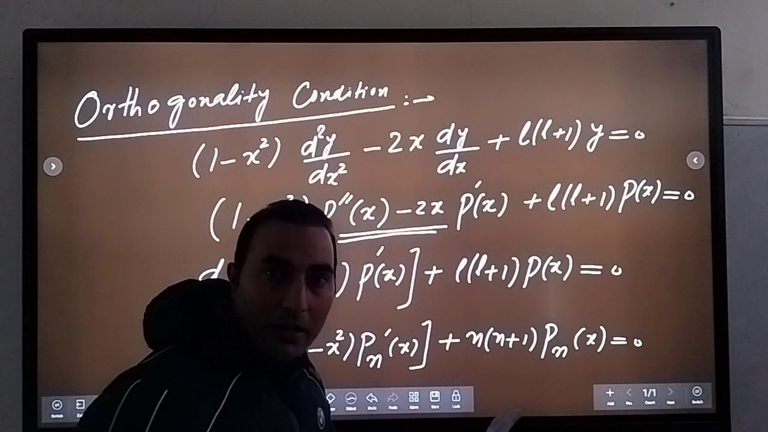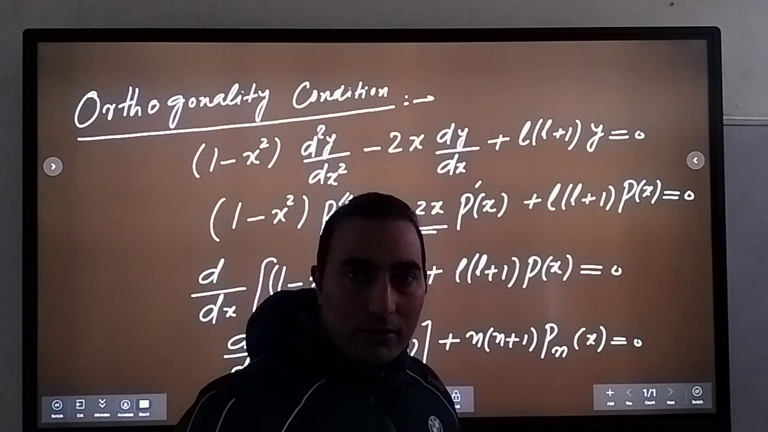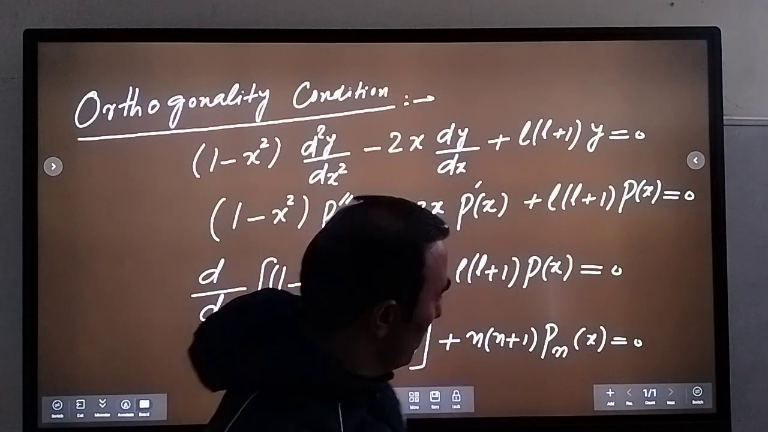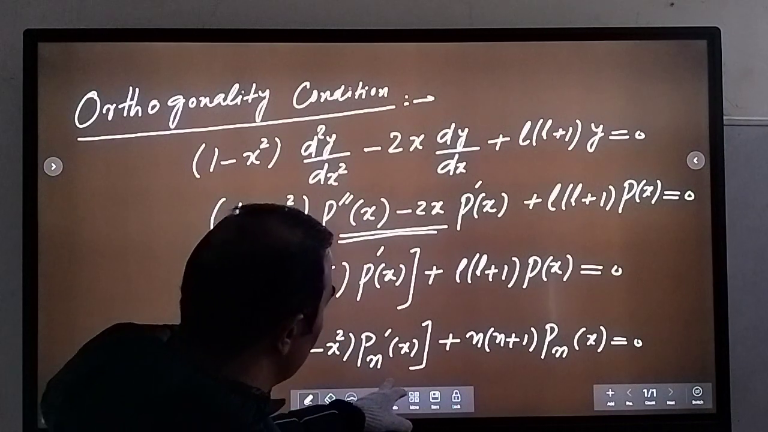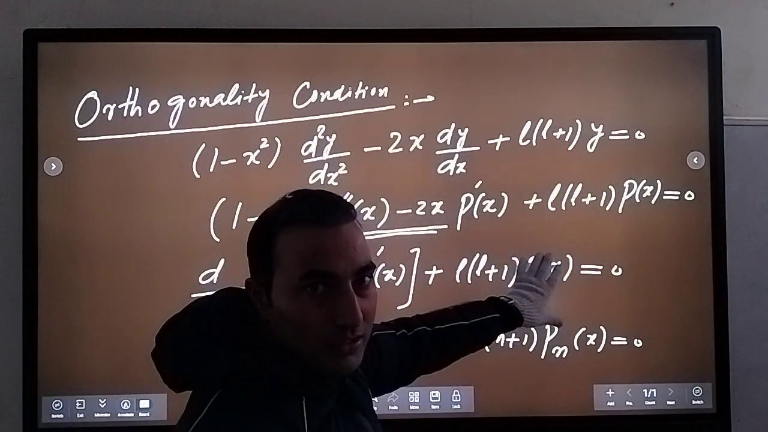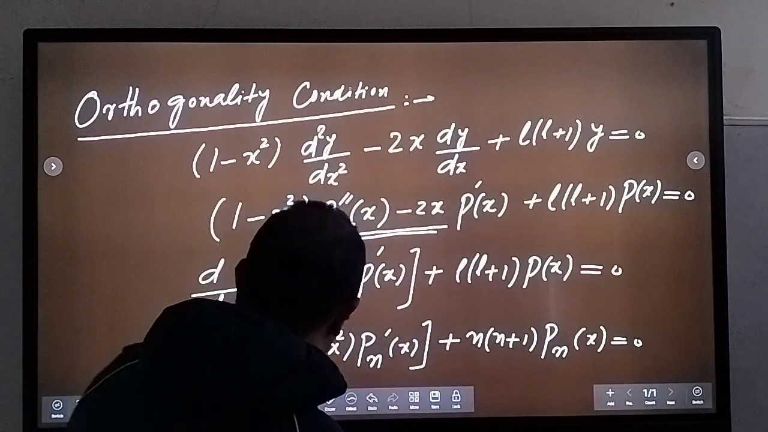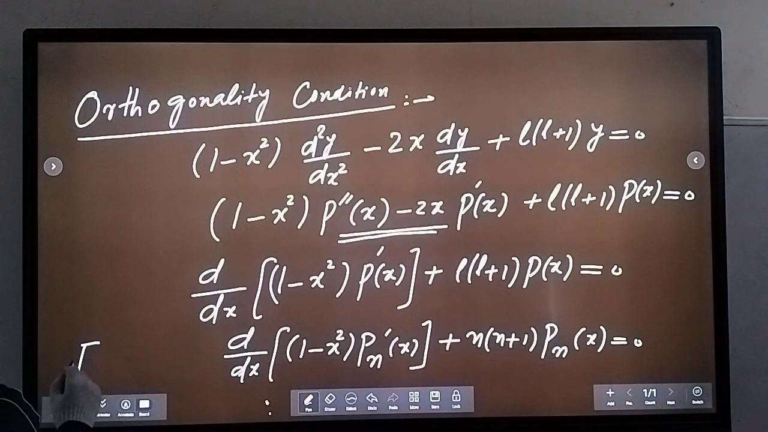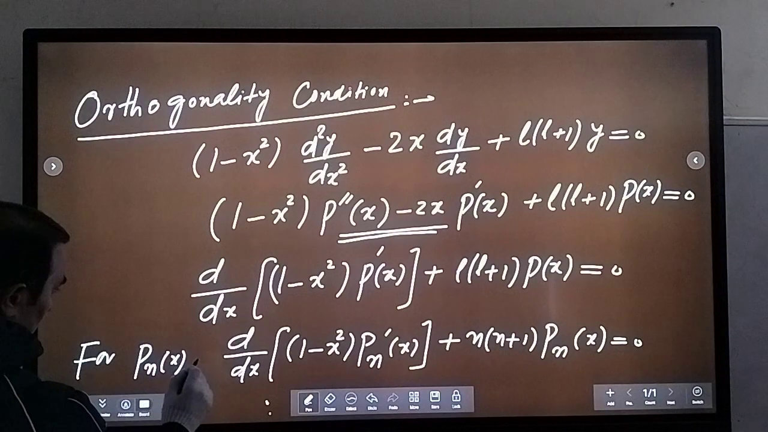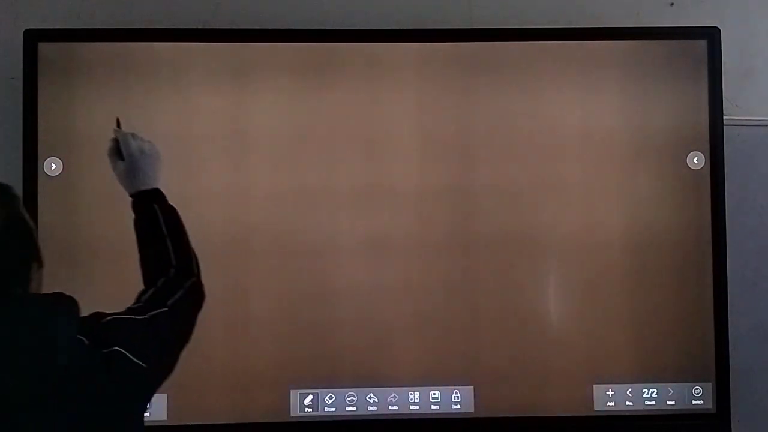We define one function Pn of x, and similarly we write one more function, Pm of x. We need to prove that these two functions are orthogonal to each other. The first function is Pn of x, and it should satisfy this differential equation. Similarly I can write the equation for Pm of x. So this is for Pn of x, and similarly I can write one more for Pm of x.